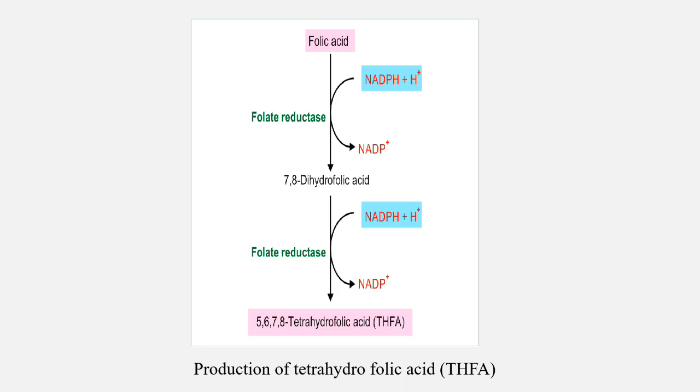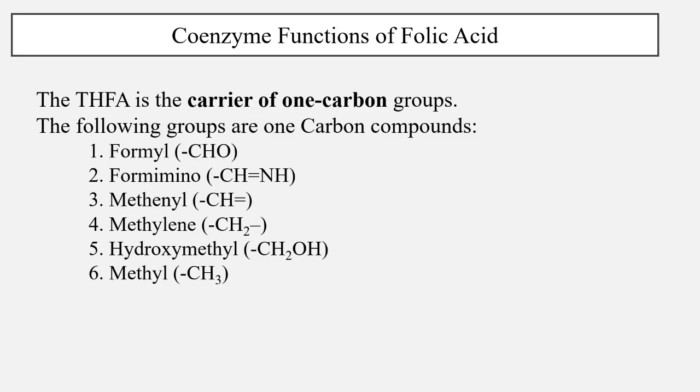So, tetra means 4, hydro means hydrogen atoms. So, 4 hydrogen atoms are added to the folic acid, that is the active form, tetrahydrofolic acid. This is the main coenzyme form of folic acid. The main function of folic acid is through this tetrahydrofolic acid, also called THFA or THF, tetrahydrofolate. Tetrahydrofolate or tetrahydrofolic acid, both are the same. The tetrahydrofolic acid acts as a carrier of 1 carbon groups.